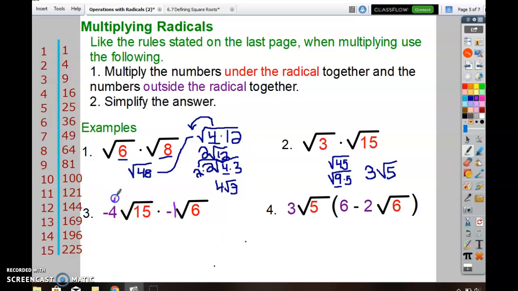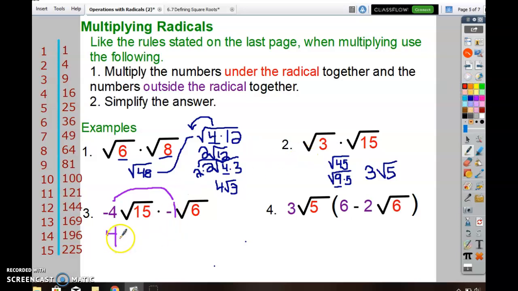So the first thing we're going to do is multiply the negative 4 and the negative 1. Both those numbers are on the outside. Again, like variable terms, radicals, if there's nothing in front of it, there's that invisible 1. So negative 4 times negative 1 is 4. And now we multiply the numbers underneath together.